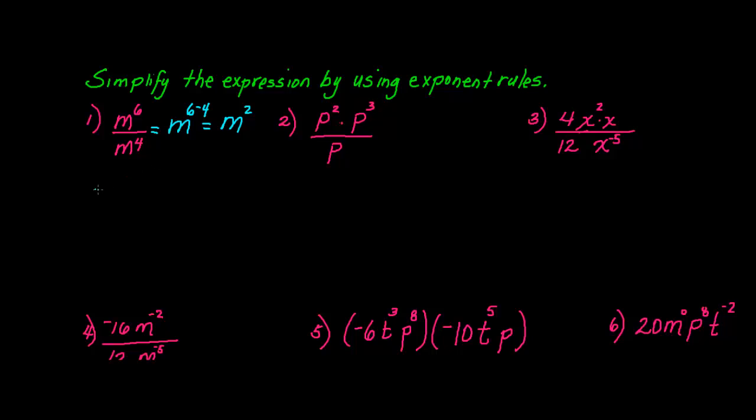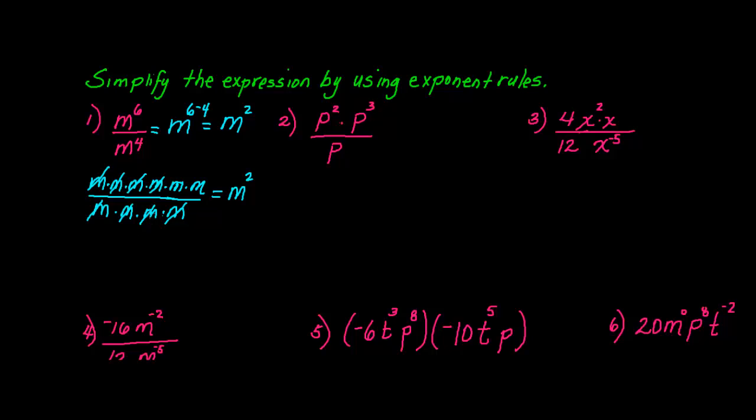Another way of seeing this is expanding the numerator to m times m times m times m times m times m. We're multiplying m 6 times. And in the denominator, I have m times m times m times m, 4 times. And we can cancel one m in the numerator with one m in the denominator. And we can keep doing this until we run out of m's to cancel out. So what's left? M times m is left in the numerator, which is m squared, which is exactly what we got using the rule. But this is a visual of what's really happening.